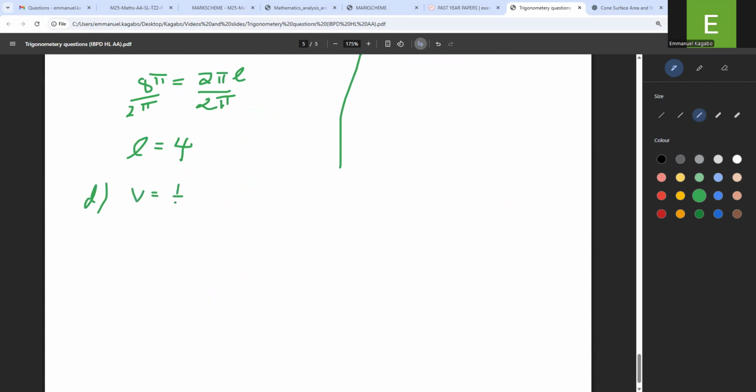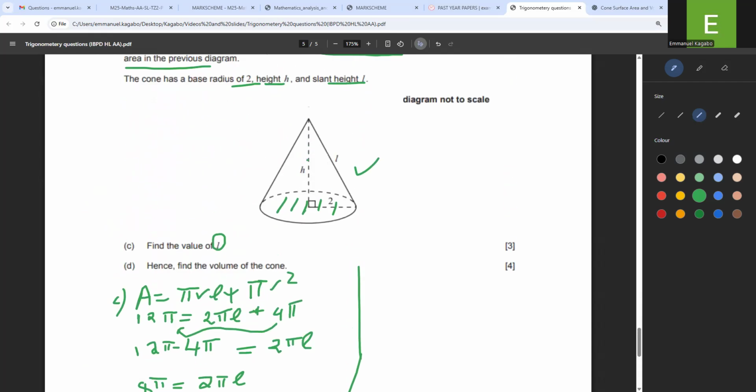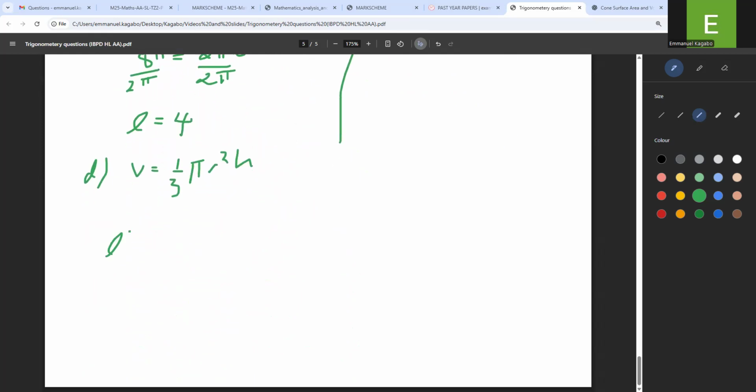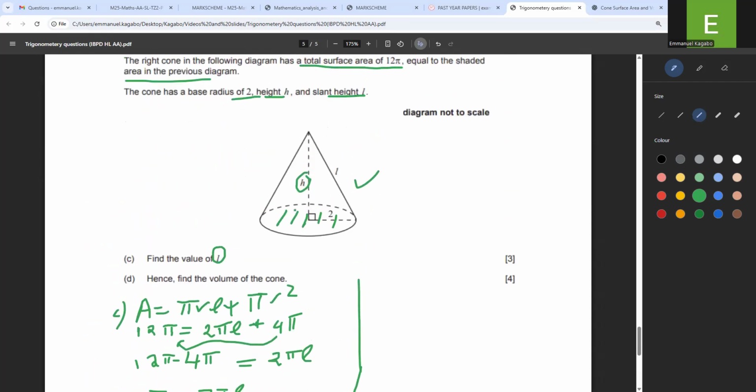Volume of any shape is the cross-section area times height. So it's going to be pi r squared times the height. Oh, when you check on the question, we don't have height. But from Pythagoras theorem, we know that the slant height squared is equal to radius squared plus the height squared. Because when you check here, this is a right angle triangle.